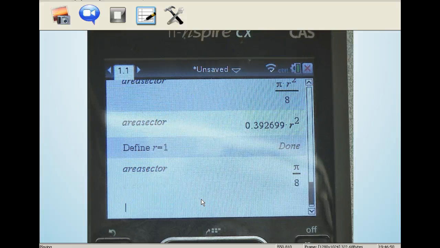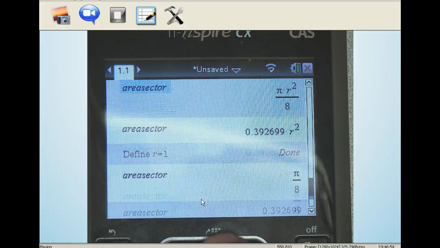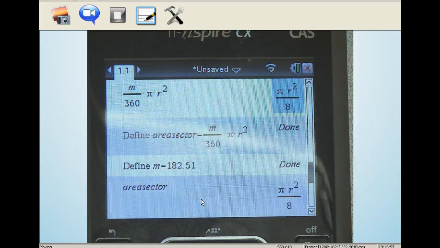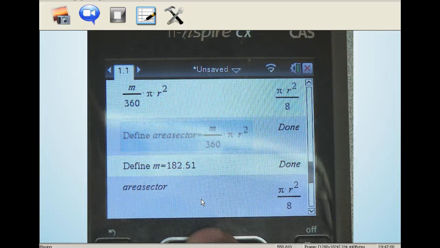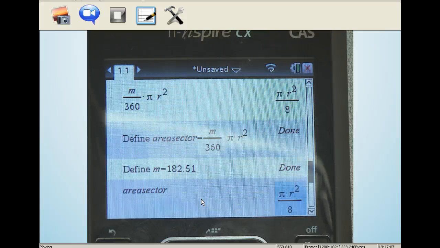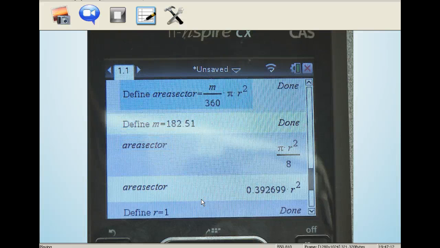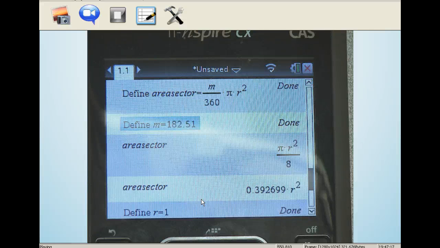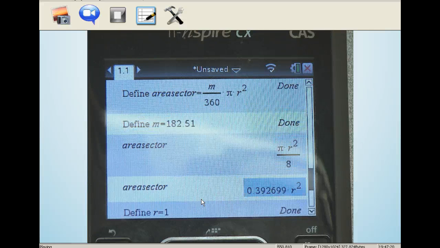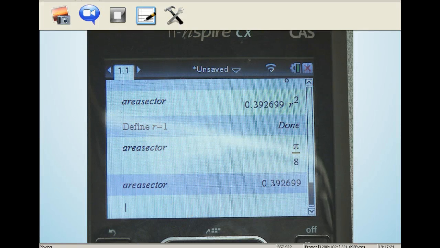It's saying pi over 8, which is 0.392699. That doesn't make sense if the measurement was 182.51. When we had that in there, we got a measurement of 1.5927. So what did we do wrong here? You're going to see it before I am. It is m over pi r squared. M was redefined as 182.51. And I don't know. Mr. T needs a minute, and I'm going to pause this while I try to figure out what I did wrong, and I will come back to you.